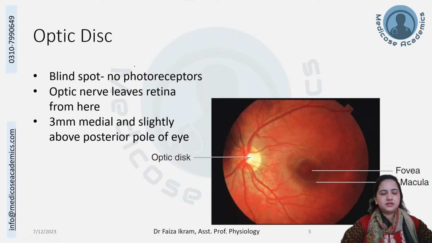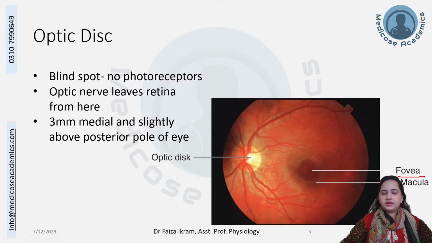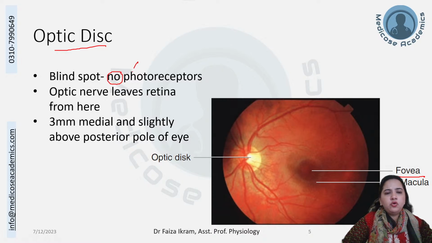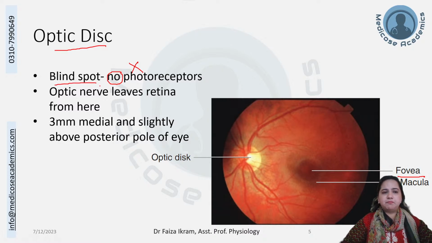Another special component of retina is the optic disc. It's completely opposite to that of the fovea centralis. Fovea centralis had the maximum visual acuity, a smaller location in the center of retina, whereas the optic disc is the point in the retina where there are absolutely no photoreceptors. There is no vision at this spot. This is known as the blind spot, the physiological blind spot. This is completely normal. We all have this physiological blind spot.